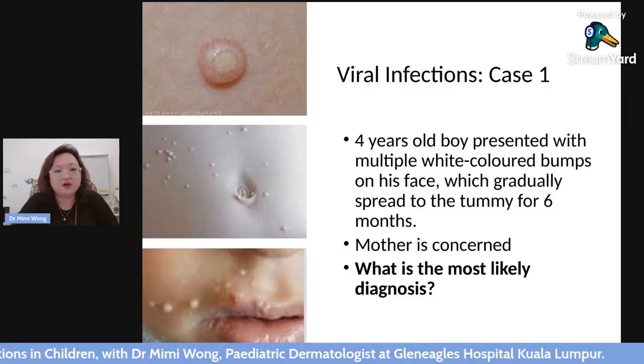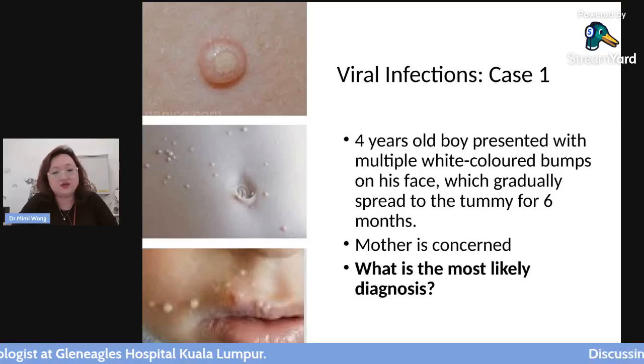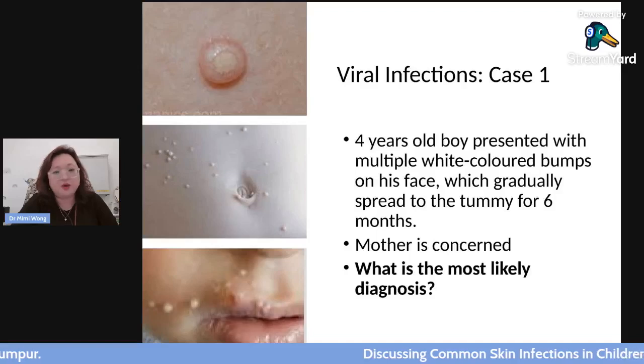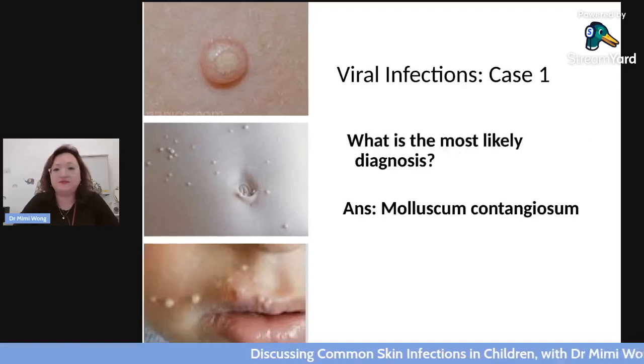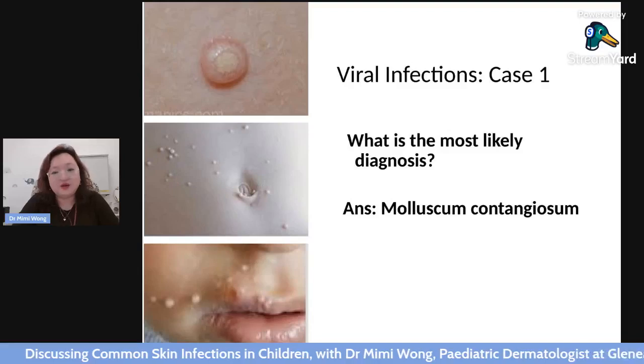And you can actually have a close-up look in the uppermost picture here. There's a close-up look of each individual lesion. You can see that there's a small central depression in it. So what do you think is the most likely diagnosis here? The most likely diagnosis is molluscum contagiosum.